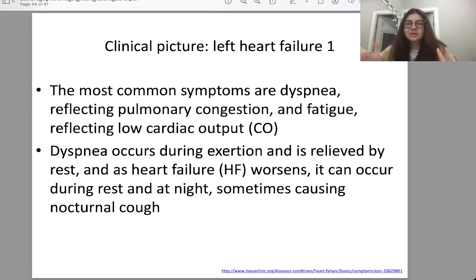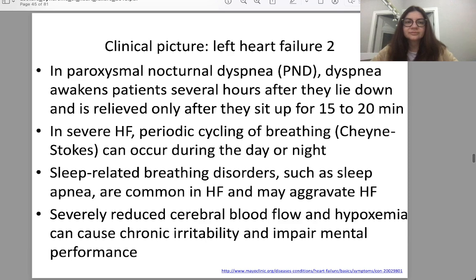Let's differentiate a little bit left and right heart failure because they are quite different in clinical picture. In left heart failure, the most common symptoms are dyspnea, reflecting pulmonary congestion, and fatigue, reflecting low cardiac output. Dyspnea occurs during exertion and is relieved by rest. As heart failure worsens, it can occur during rest and at night, sometimes causing nocturnal cough. Paroxysmal nocturnal dyspnea awakens patients several hours after they lie down and is relieved only after they sit up for 15 to 20 minutes.